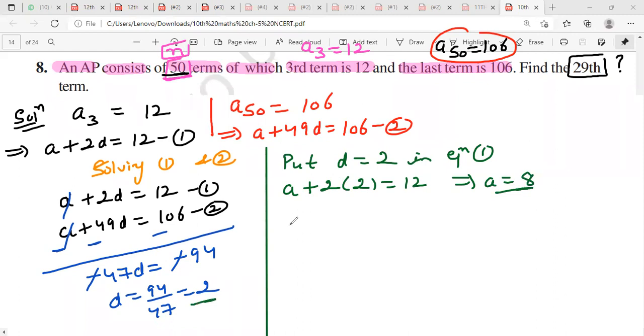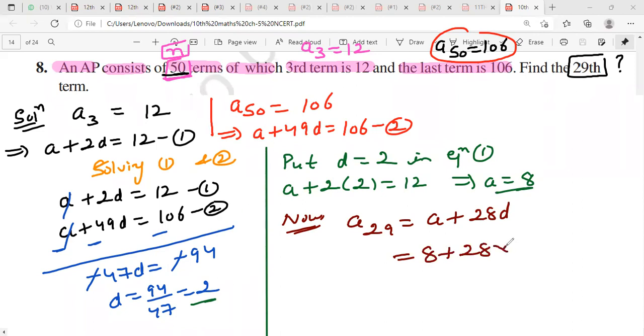Now we have to find the 29th term. a29 will be equal to a plus 28d. a is 8 plus 28, and the value of d is 2. So it will be equal to 8 plus 28 times 2, that is 56, 8 plus 56, that is 64. So this is the final answer of this question. That is, the 29th term will be equal to 64. Okay, so let's move to the next question.